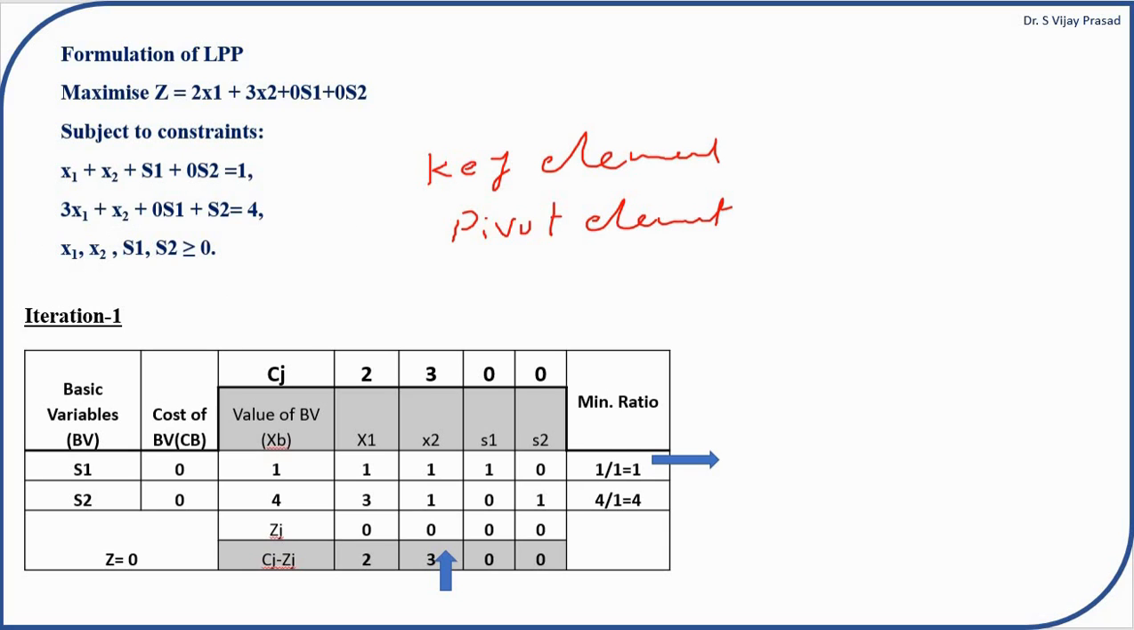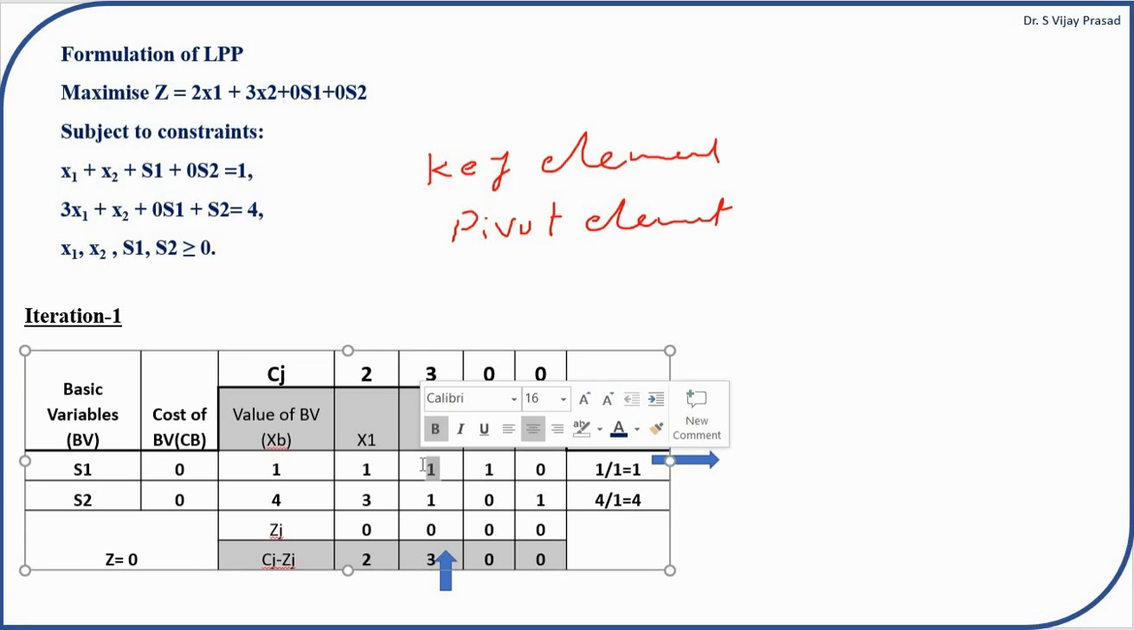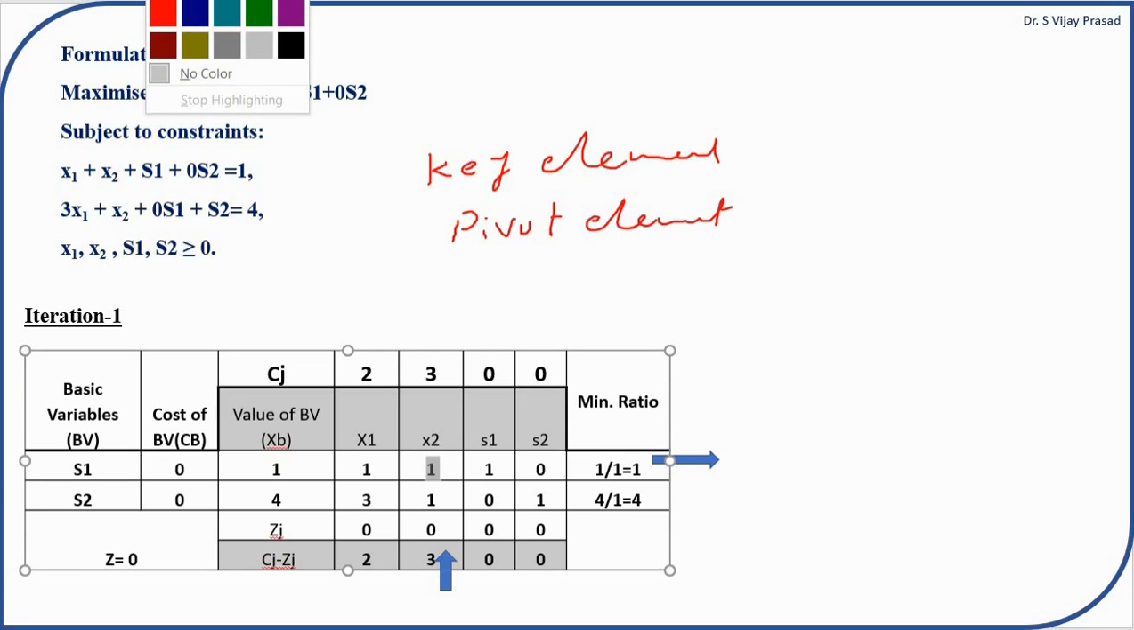See, this is the column you selected, and this is the row you selected. Where these two lines intersect, that element is called the key element or pivot element. Now let me select the key element. I am highlighting it with color here. This one is called the key element.